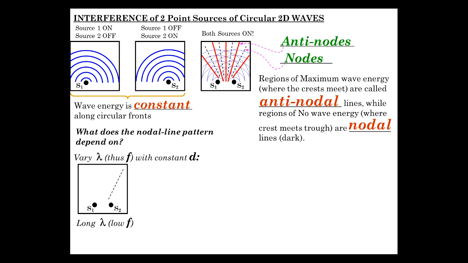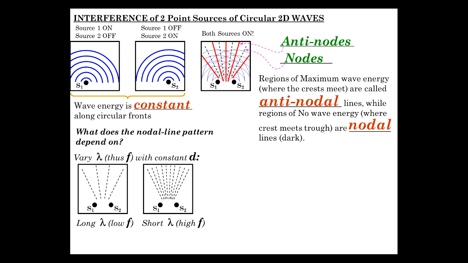All right, in this case, we're going to have long wavelength. And we have long wavelength. We see these nodal lines, the dark lines at least, kind of like this. And if it's short wavelength, we see a heck of a lot more. So we have more, I guess you could say, interference going on, so to speak. So short wavelength, high frequency.